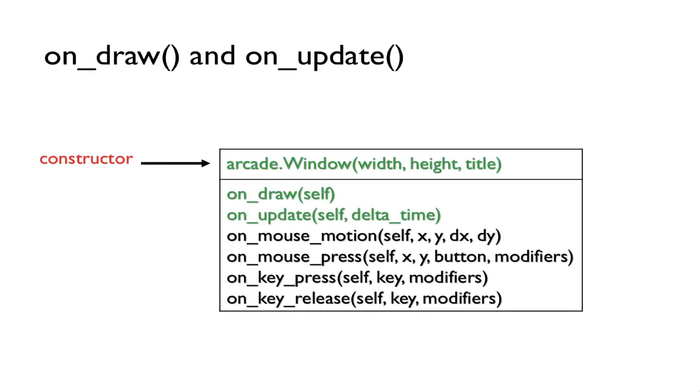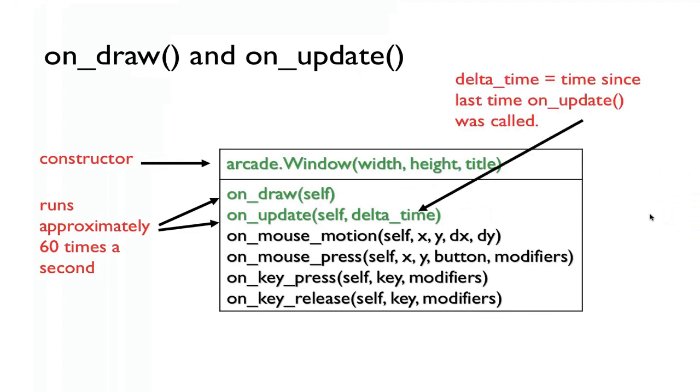As we saw in the last video, everything's centered around the arcade.Window class. It has a width and a height that we can specify for the window, all measured in pixels, and also a title. And then in the window class, onDraw and onUpdate are called automatically, approximately 60 times a second, so that we can draw all the objects and then update them to create animation.